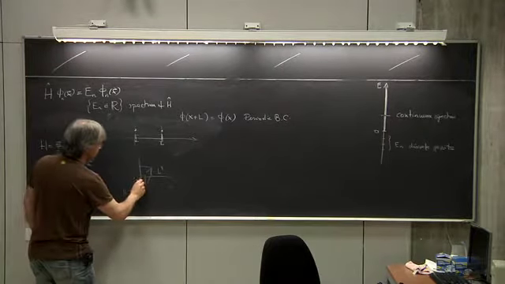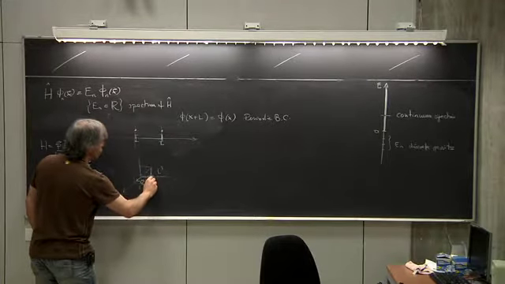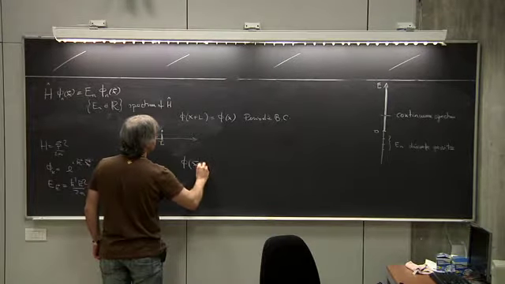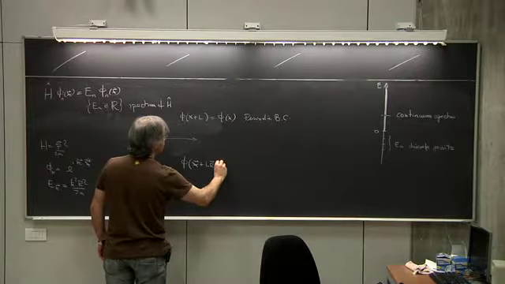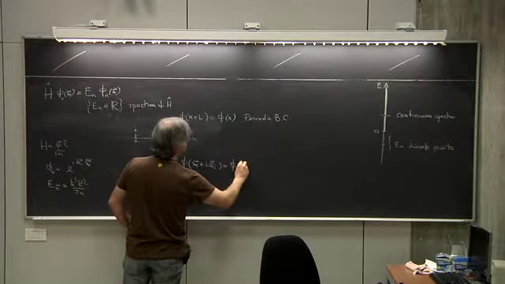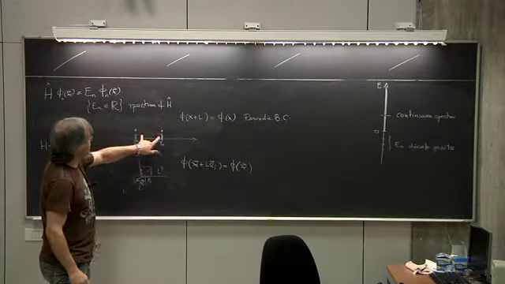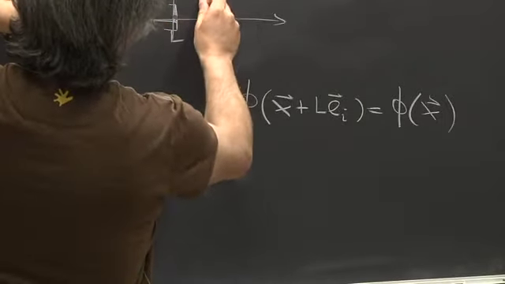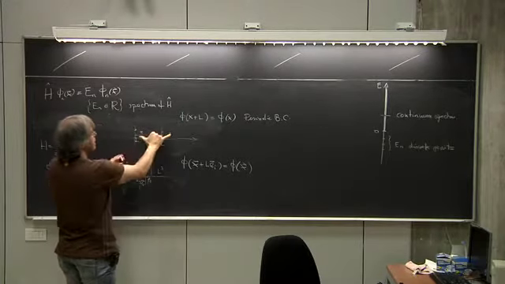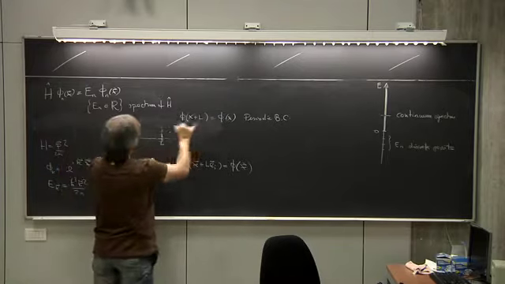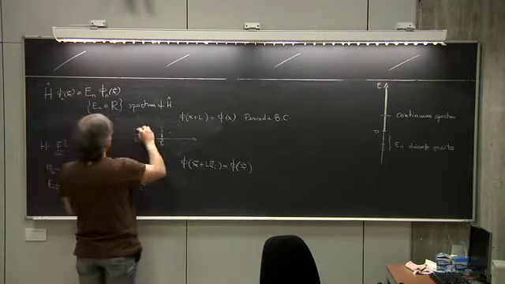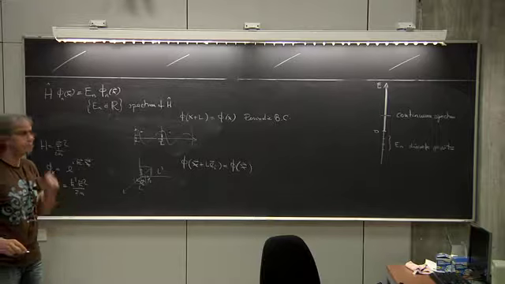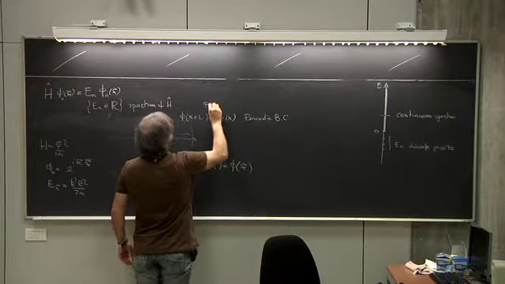In three dimensions, you can write it the same. You just introduce the three versors e1, e2, and e3, and you essentially say that phi of x plus L times e_i is equal to phi of x. By the way, this tells you not only that the function here is equal to the function here, but also that it is periodic. Anytime you have a distance L difference between the two points, the function is the same. So it would be some periodic function, repeating periodically like that. Clear? So this is a periodicity.